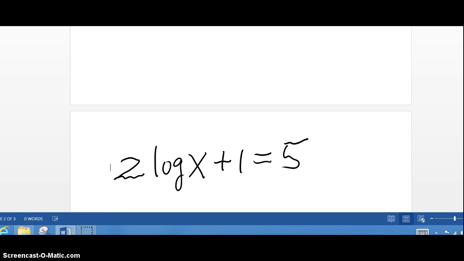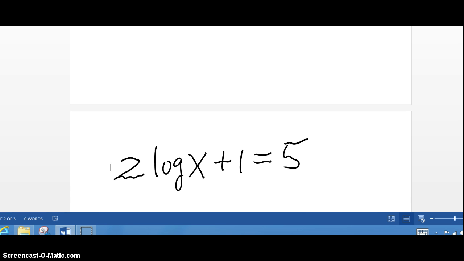In the previous equation, the log term was isolated. But let's look at this next equation: 2 log x plus 1 is equal to 5. Here, the log term is not by itself. First of all, we're doubling it, and then we're adding 1 to that term. Whenever you have a logarithmic equation, you want to get the log term isolated. Notice there's no number at the lower part of the log. That means the base is 10. So if there is no number at the lower portion of the log, the base is equal to 10.